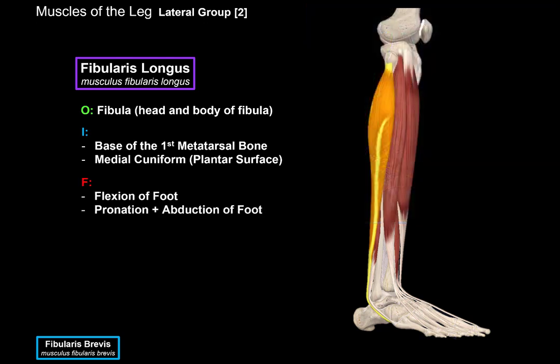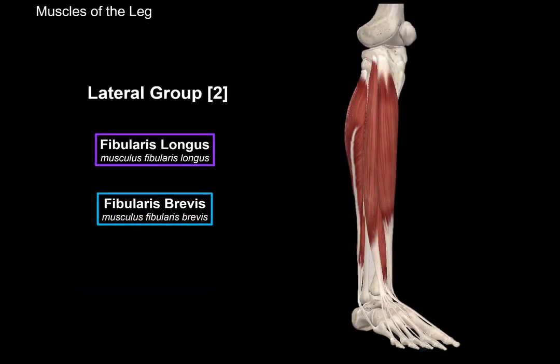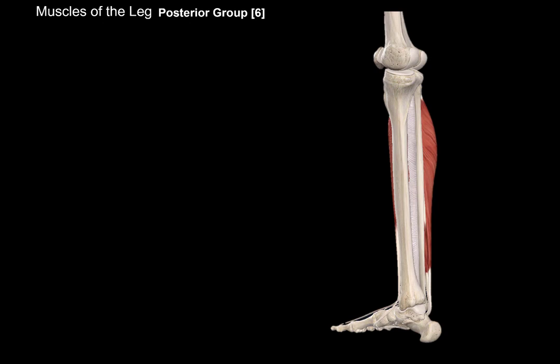And then its function is flexion of the foot, as well as pronation and abduction of the foot. So that was the lateral group. Now let's go ahead and turn the leg around and cover the posterior group of the leg.